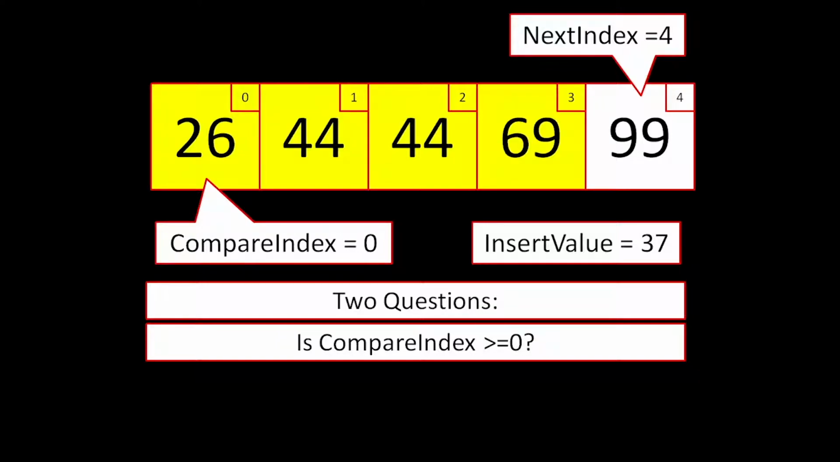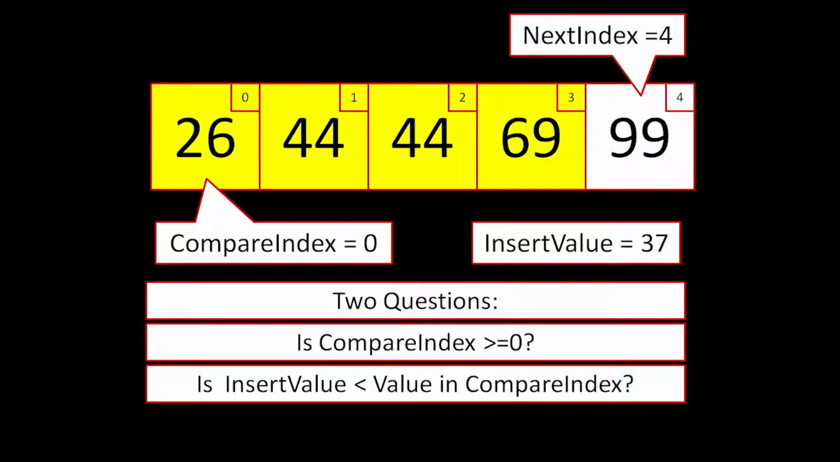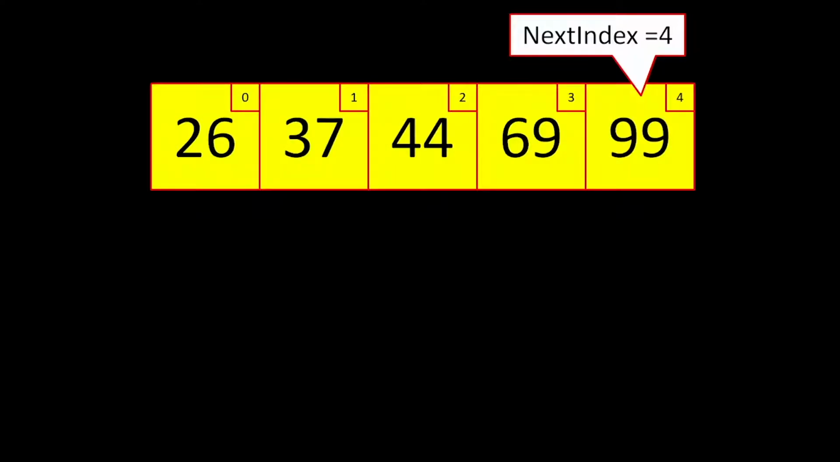We will decrease the value of compare index by 1, and we will repeat our two questions. Is compare index greater than or equal to 0? Compare index is equal to 0, so the answer to this question is yes. Is insert value less than the value in compare index? Insert value is currently 37. We want to know if this is less than the value in compare index, which is 26. 37 is not less than 26, so we will insert the value in insert value into the value of compare index plus 1. This completes the fourth pass, and our array is in sorted ascending order.